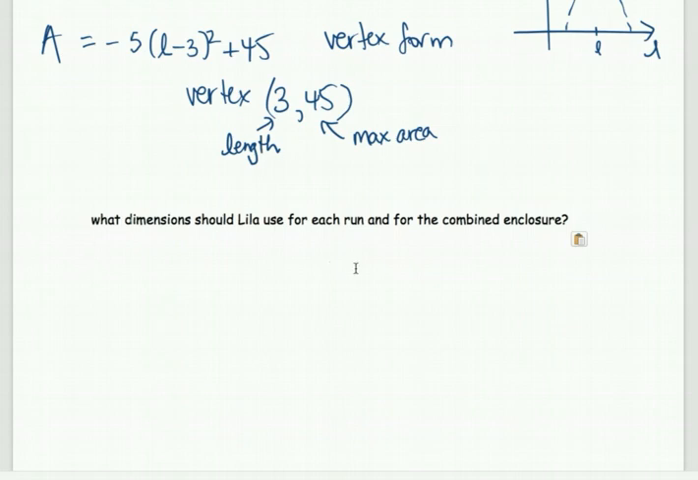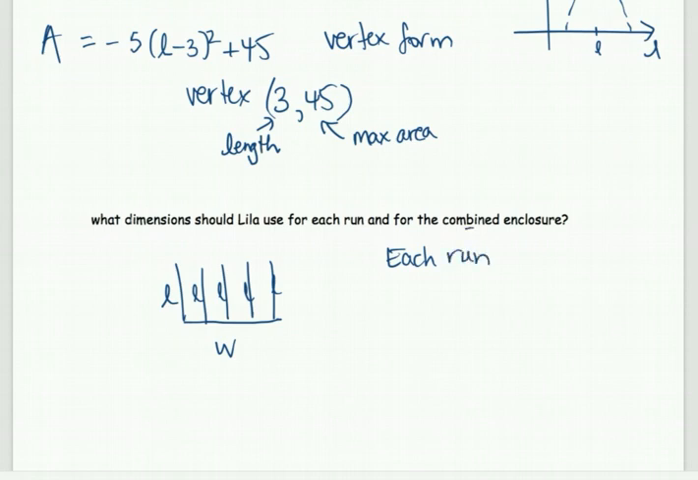Okay, so again, if we were to draw out the different dog runs here, remember there's 1, 2, 3, 4. These were all lengths, right? And then we have the width here. So we need to figure out the dimensions for each run, and then we need the whole enclosure as well, okay?